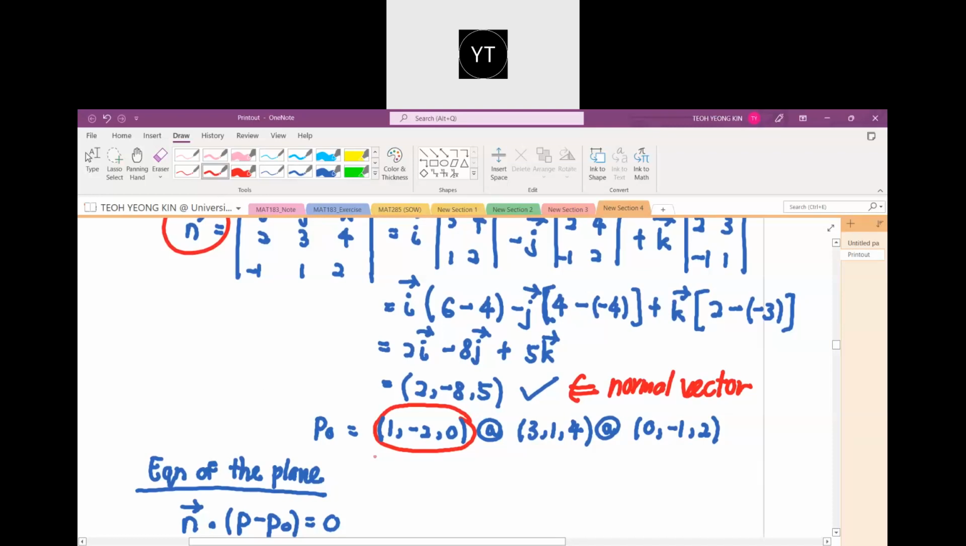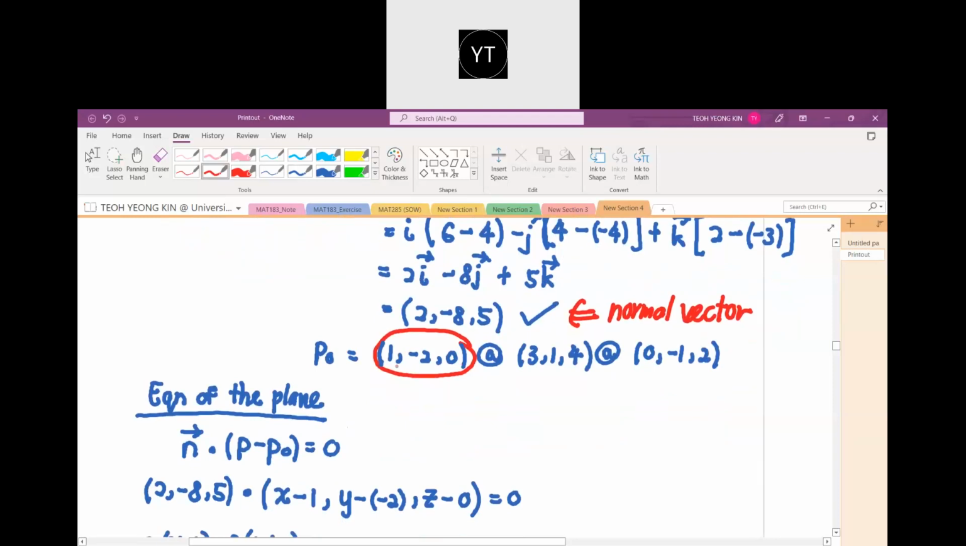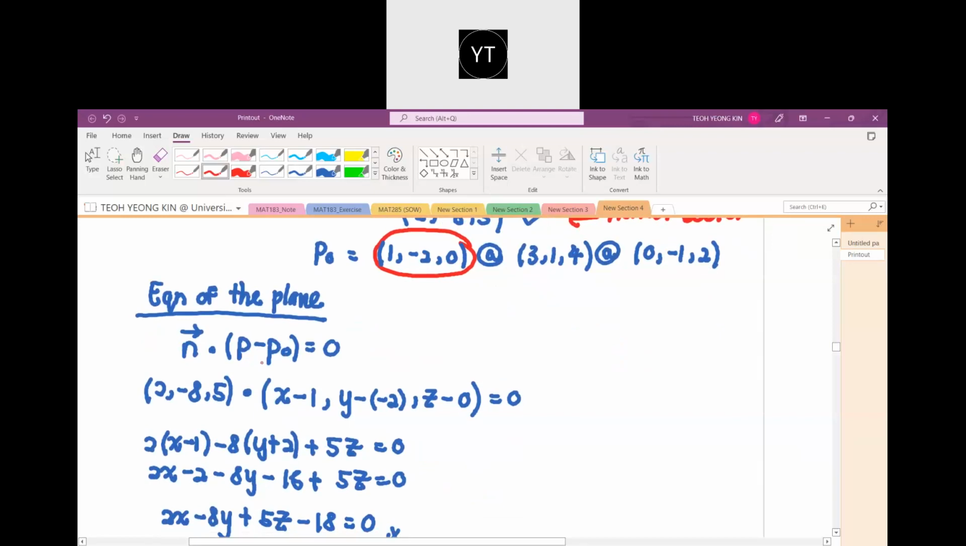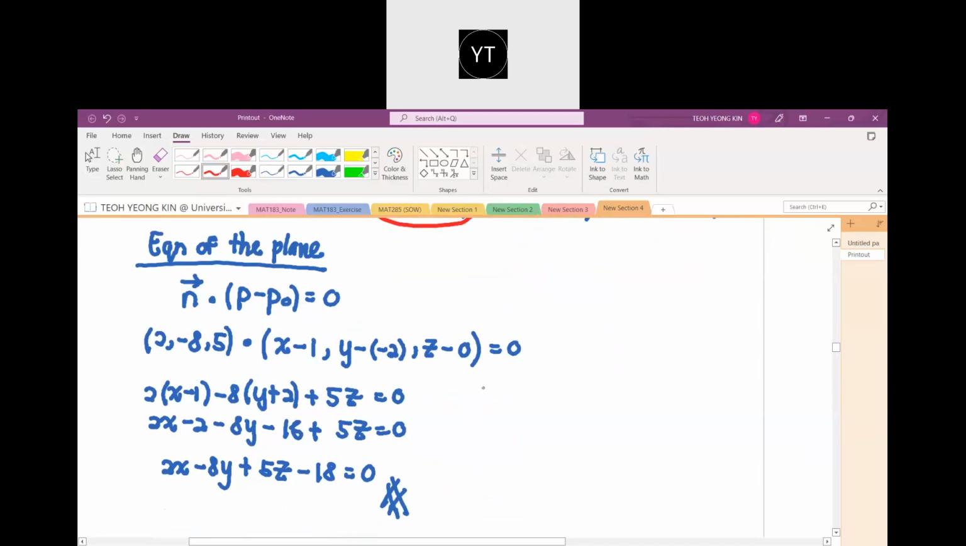And then, for the P naught, you can use either, we have 3 points here. All three points are on the plane. So you can use the first point P, Q, or R. It's up to you. In this example, I'm using the point P, which is 1, negative 2, and 0, as our P naught. So substitute into the formula of the equation of the plane. This is the normal vector, dot product with x minus the point P, our P naught. So from here, you try to expand and you should get the equation of the plane.